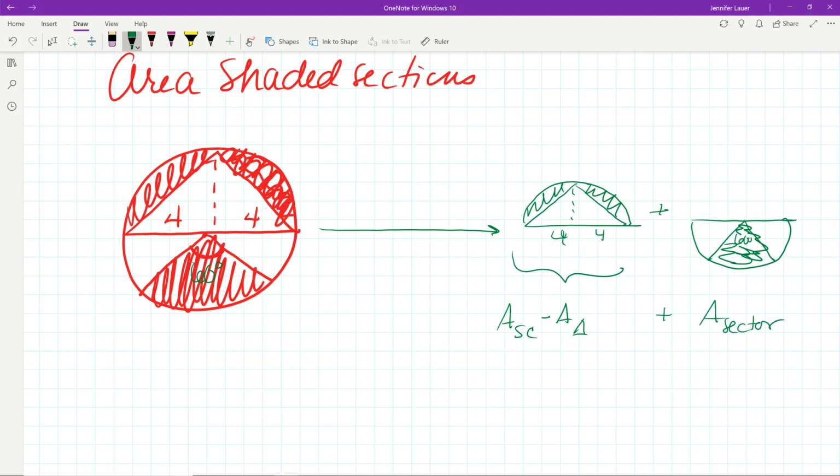So at first it looks extremely complicated, but if you take a step back and say, wait a minute, what do I know? The area of the shaded region is equal to the area of the semicircle minus that triangle, because that triangle comes out and all I'm left with is those two little pieces. And then I'm adding it to the area of the sector on the bottom.